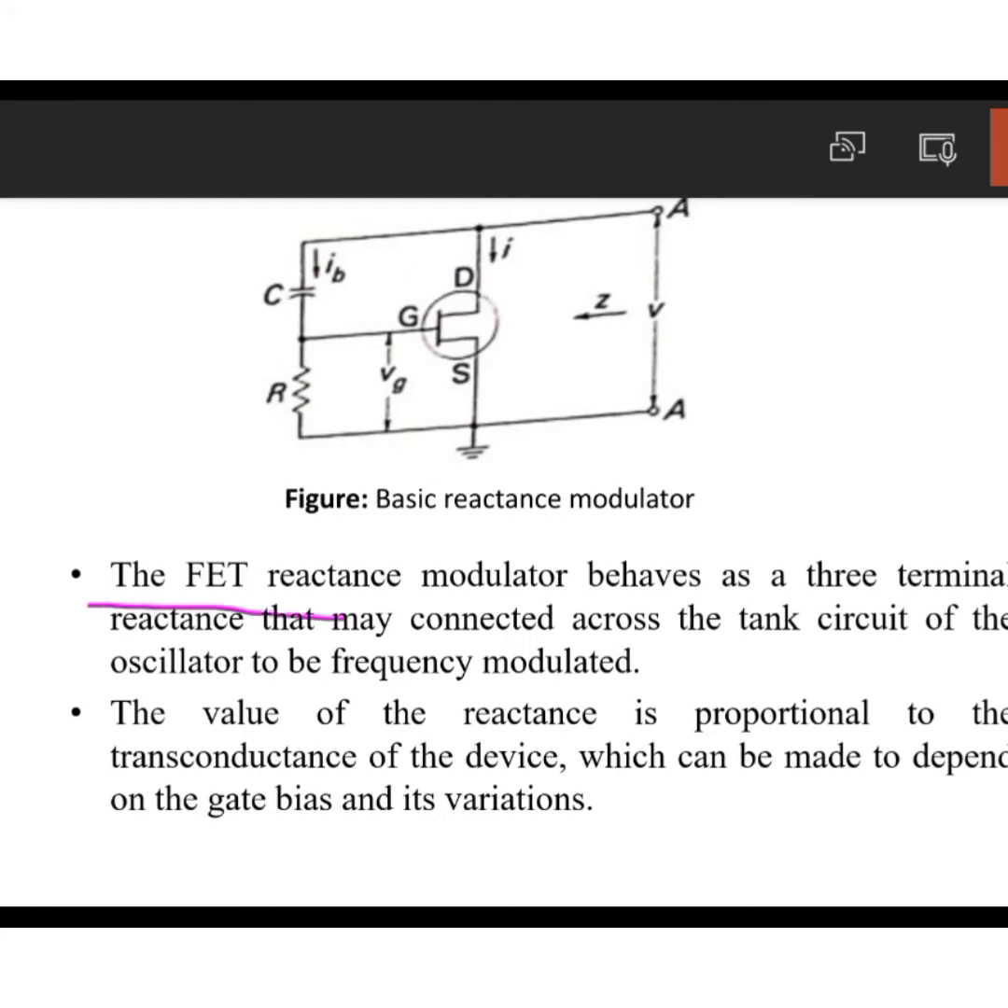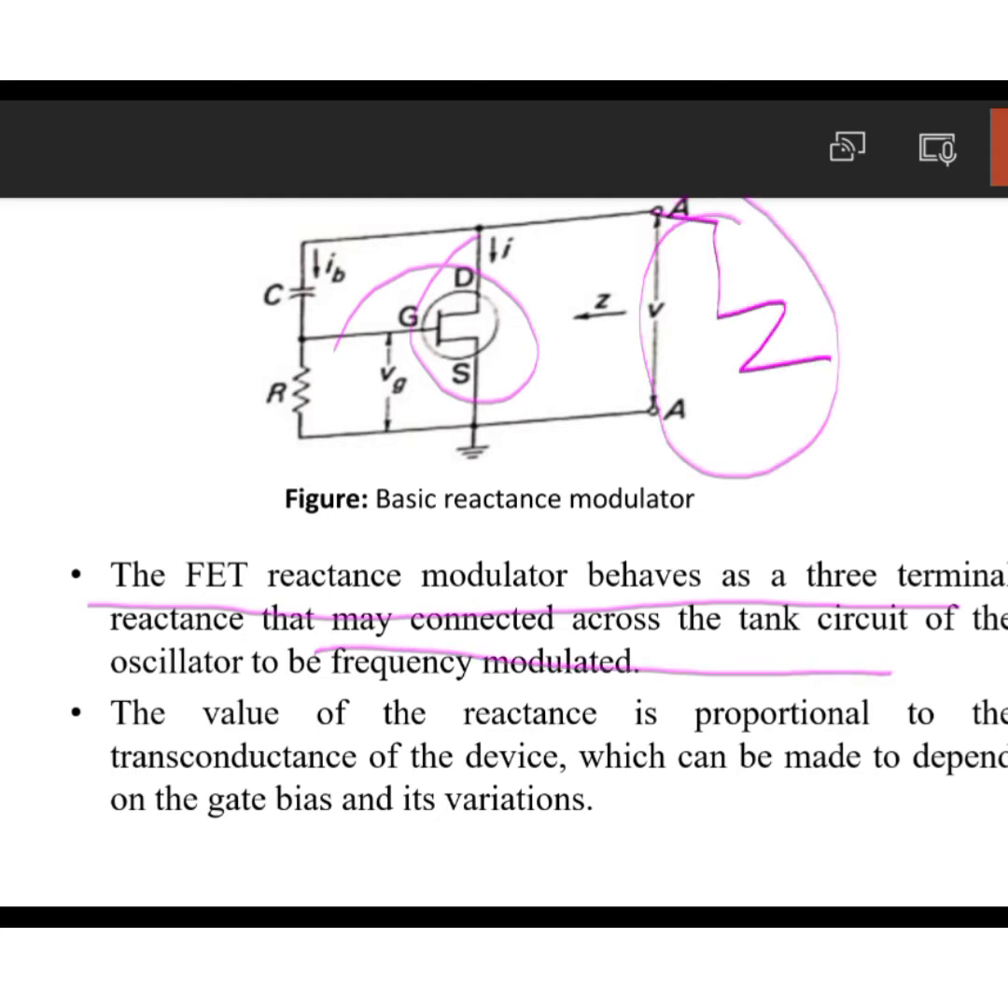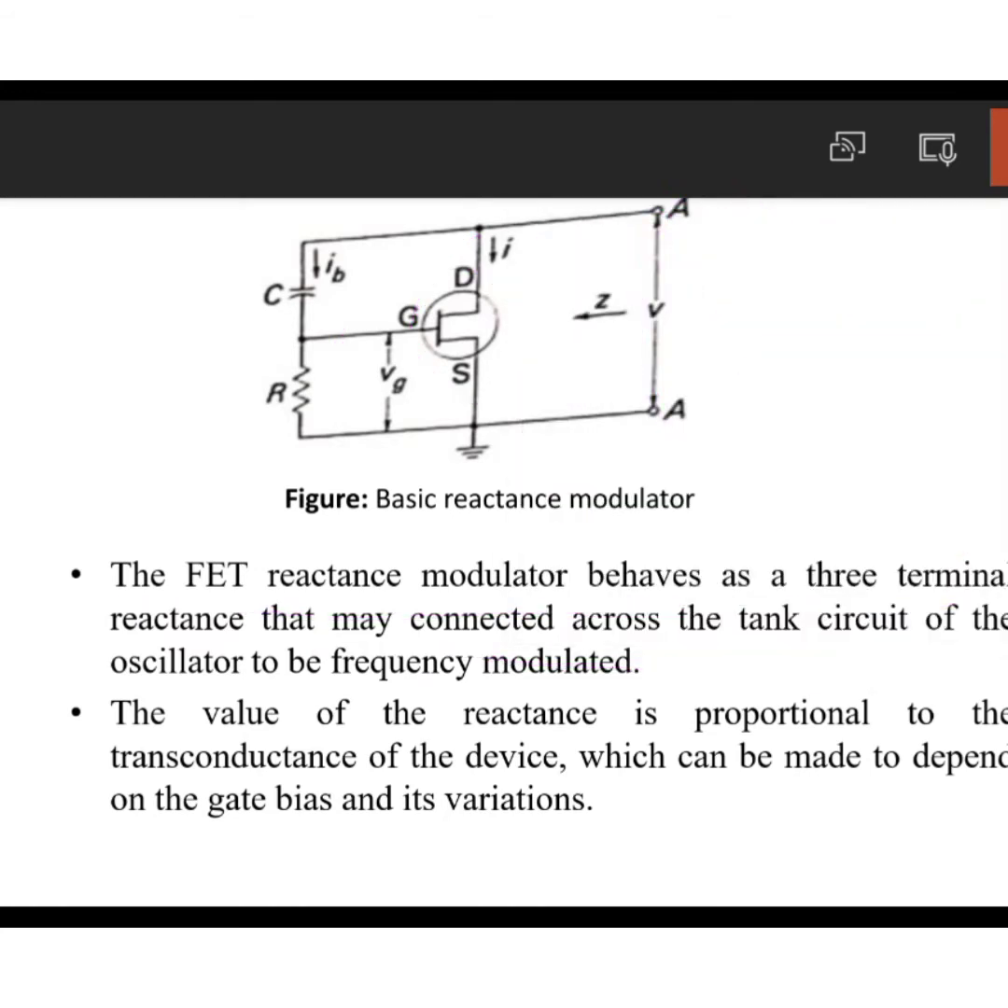So the FET reactance modulator behaves as a 3-terminal device that may be connected across the tank circuit. Here we have to connect the tank circuit like this, the LC circuit, which provides the frequency of oscillation, the carrier frequency it generates. The value of reactance is proportional to the transconductance of the device, which can be made to depend on the gate bias and its variation.